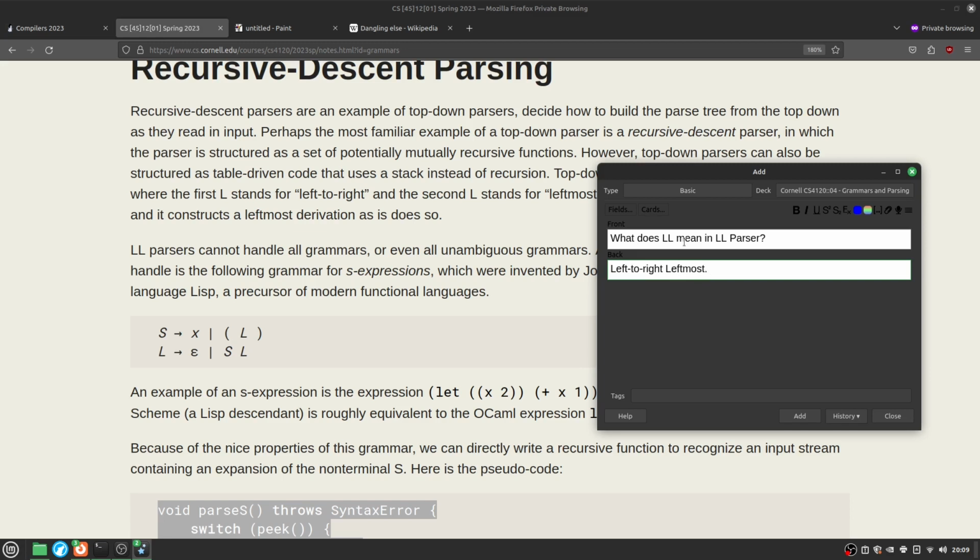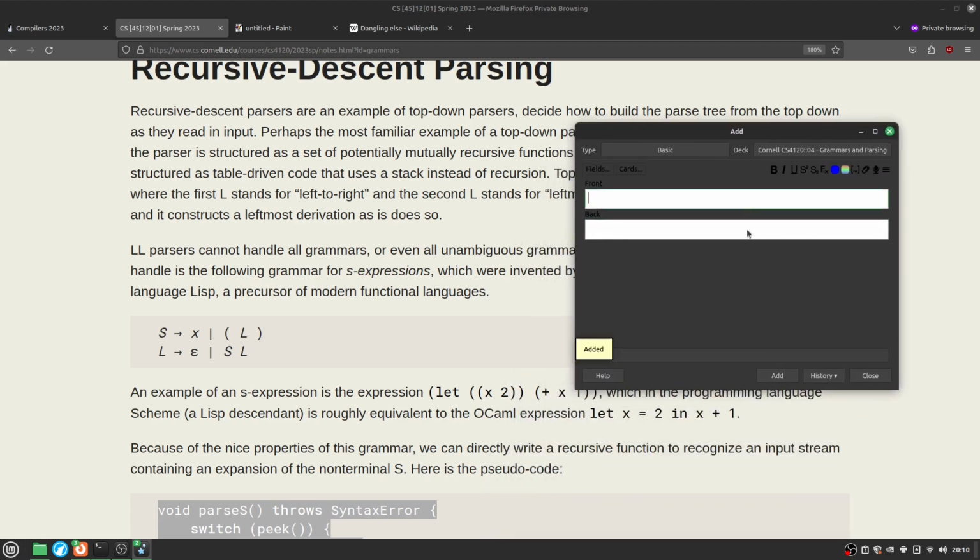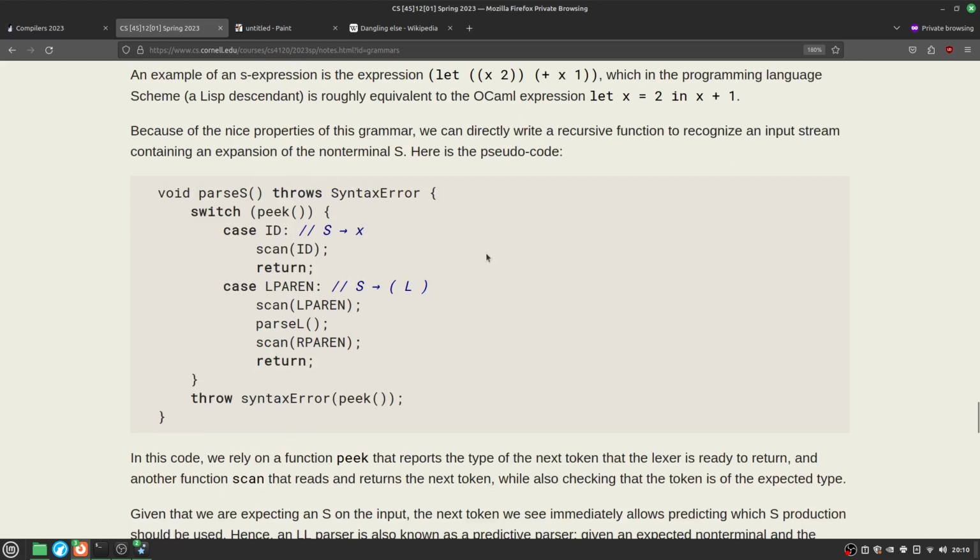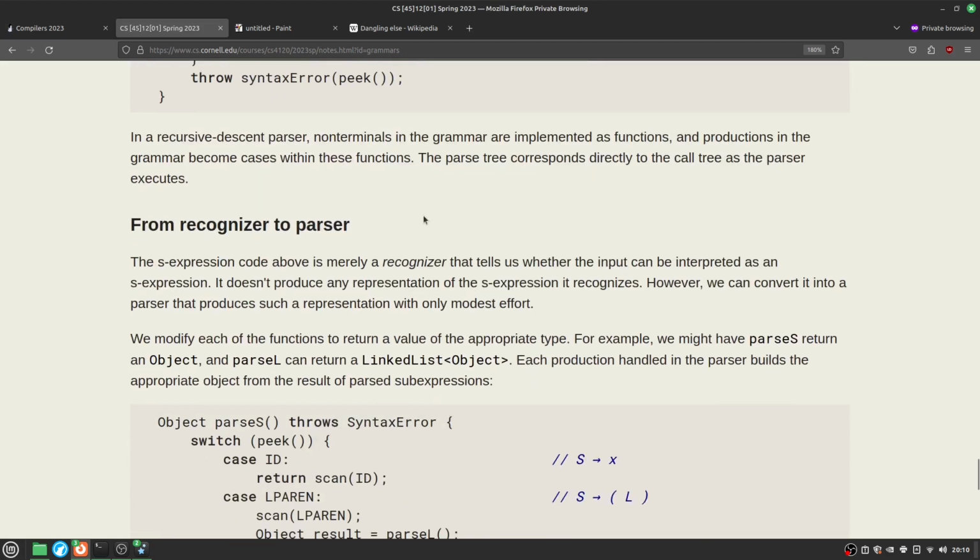Left to right, leftmost means it reads in from left to right and generates or constructs a leftmost derivation of the grammar. Okay.